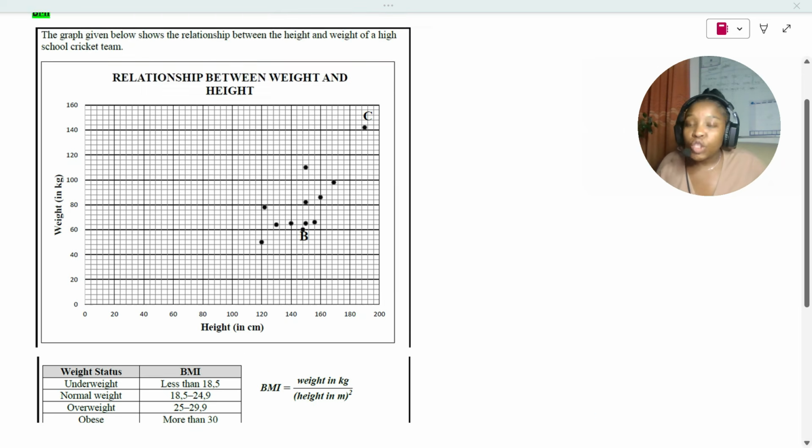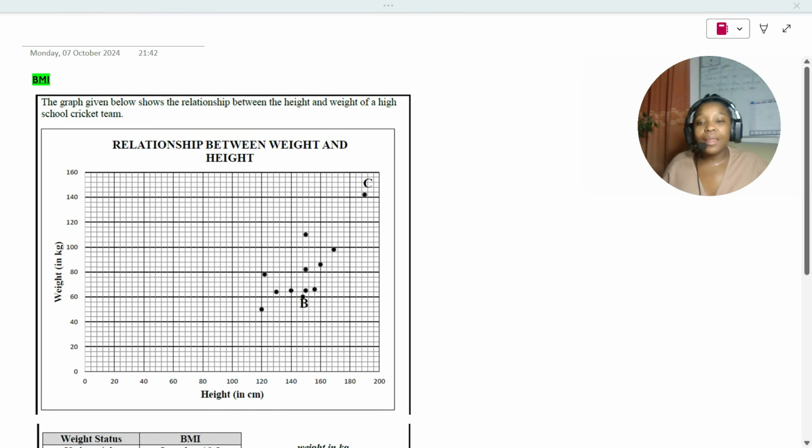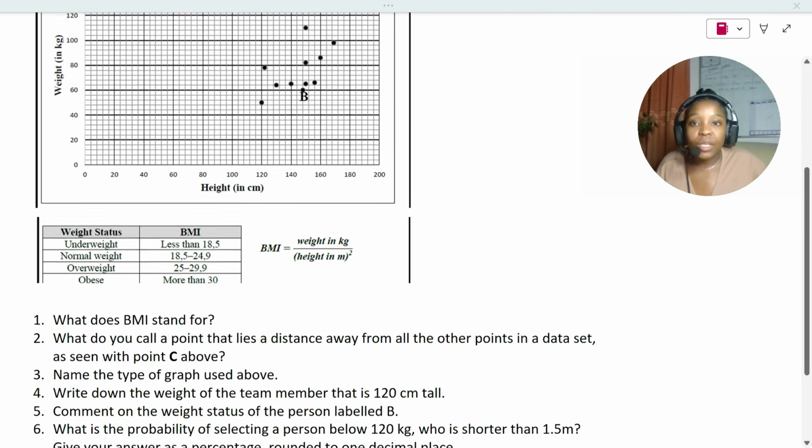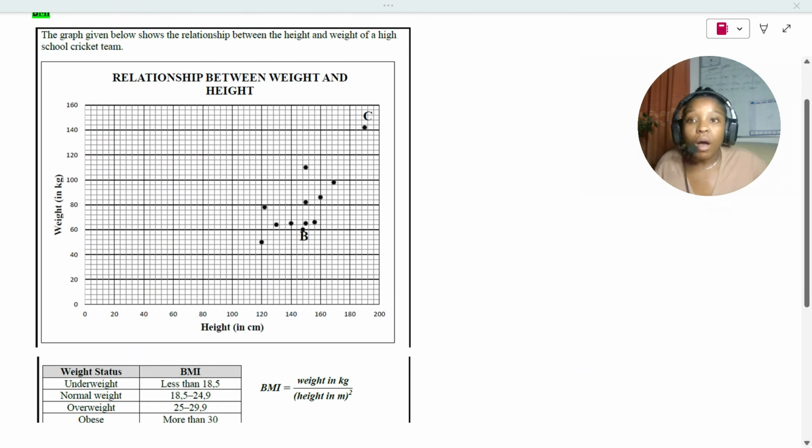Cool stuff. So we're going to be looking at this question together. We're going to be analyzing this graph together, and we're going to be answering the following questions. So please make sure that you take a screenshot of these questions, as well as a screenshot of this graph, and we are going to get started.